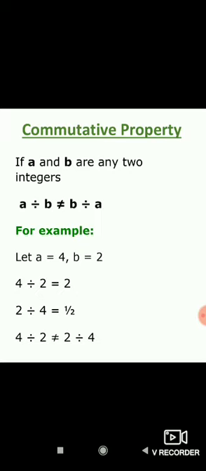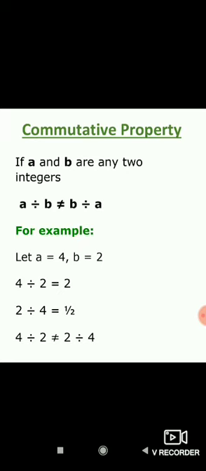Second property is commutative property. According to this property, if a and b are any two integers, then a divided by b is not equal to b divided by a.